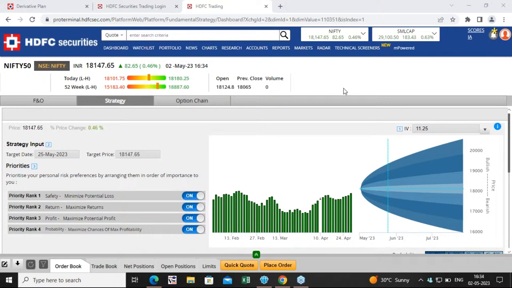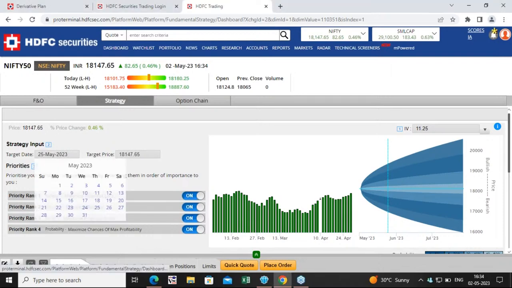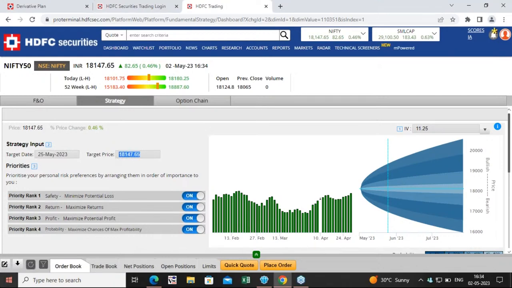Achha, chalo. Let's start with the example of bearish. Venkatesh sir is giving me the outlook of 17,900. So I am taking the last monthly expiry, and my price is 17,900. Okay, and we will set our priority. What would be our priority? My first priority rank would be returns.